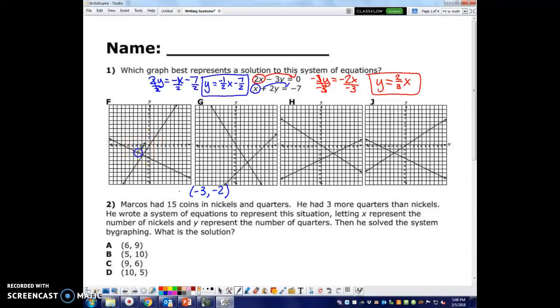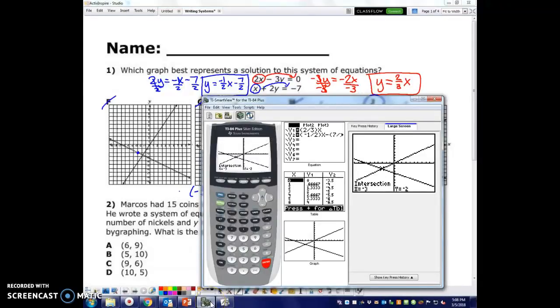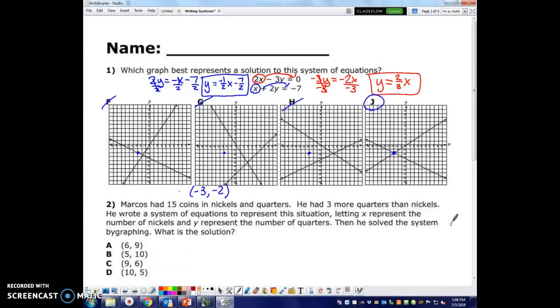Over 3, down 2. Does it cross here? Nope. Over 3, down 2. Nope. Over 3, down 2. Nope. Over 3, down 2. Yes. And it looks just like the graph we had. Okay? So that's the way to do it. Now, you could have also solved this with matrix, found the solution, and done the same thing. Just plot the point and see where they cross.